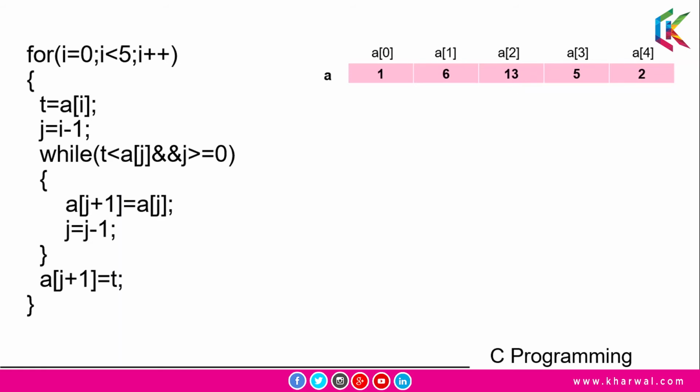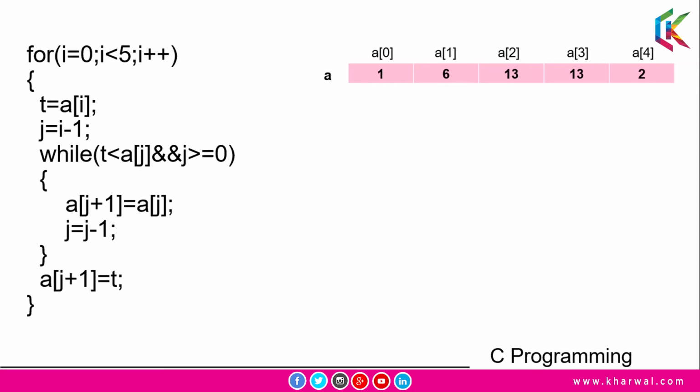This is also true. So a of 2 will be shifted to a of 3. So 13 will be shifted to a of 3 like this. And then j will be decremented by 1. So the value of j will be 1. Now it will check this condition. So 5 less than a of 1, and the value at a of 1 is 6.